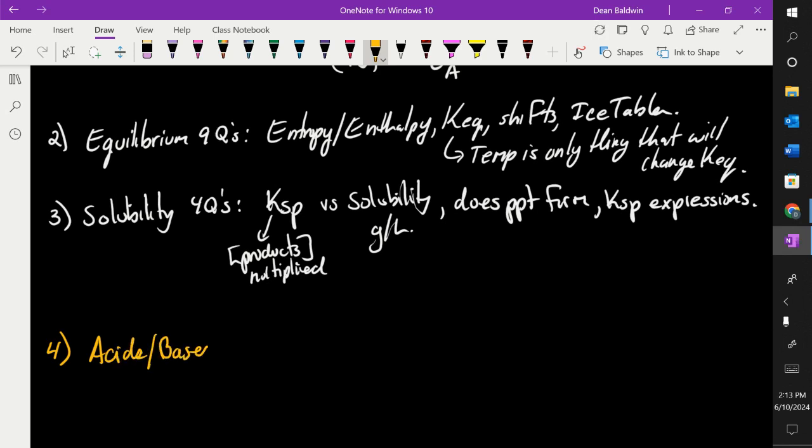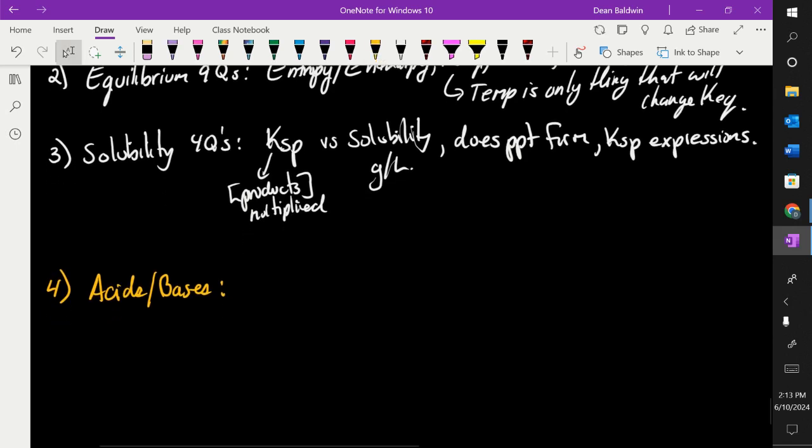Acids and bases. There are 14 questions on acids and bases. 14? There's 2 parts to acids and bases, so really it's the same as the other ones. This is part 1 and part 2 just mixed together. All right.